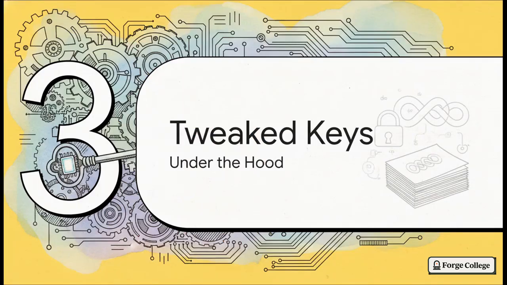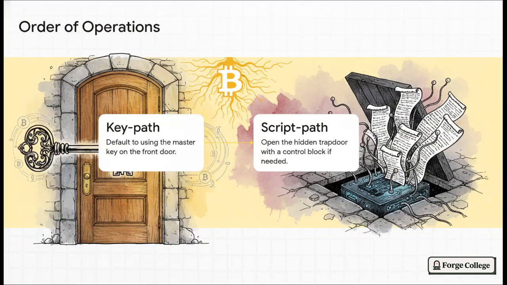It's brilliant. Okay, Section 3, Tweaked Keys under the hood, looking at key path versus script path. Let's break down how this actually builds mechanically when you go to authorize a transaction. It really all comes down to the order of operations between two things, a key path spend and a script path spend. Here's how it works. Step 1, you always default to a key path spend. That means using the master key on that front door we just talked about. Doing this leaves 0 footprint. It just looks like a clean, normal signature.